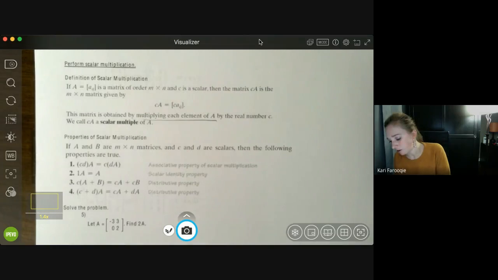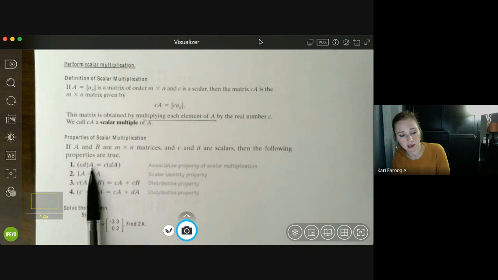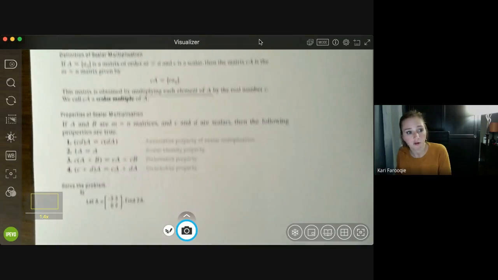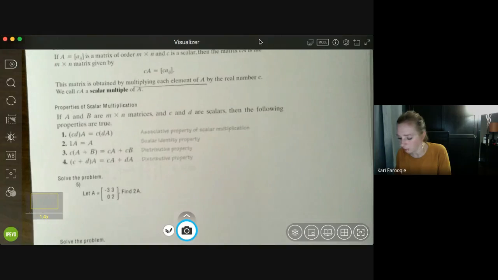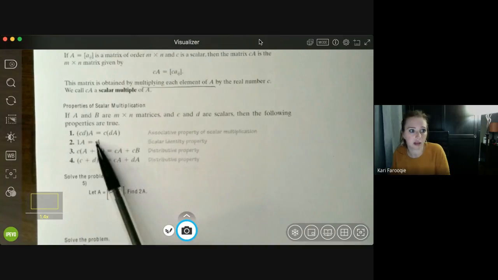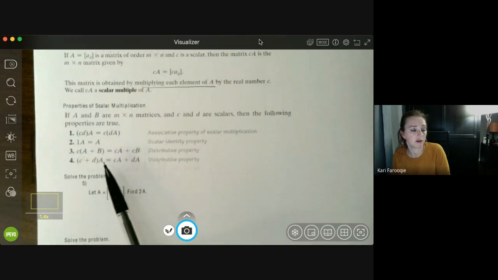So no big deal there. Properties for scalar multiplication. Well, you can multiply CD times A or C times DA. You have that associative property that holds for scalar multiplication. You can multiply 1 by matrix A and you'll still get A back. You have the distributive property that works, and this works for scalar multiplication. And then you also have a distributive property that holds whenever you're multiplying by a sum of scalars.